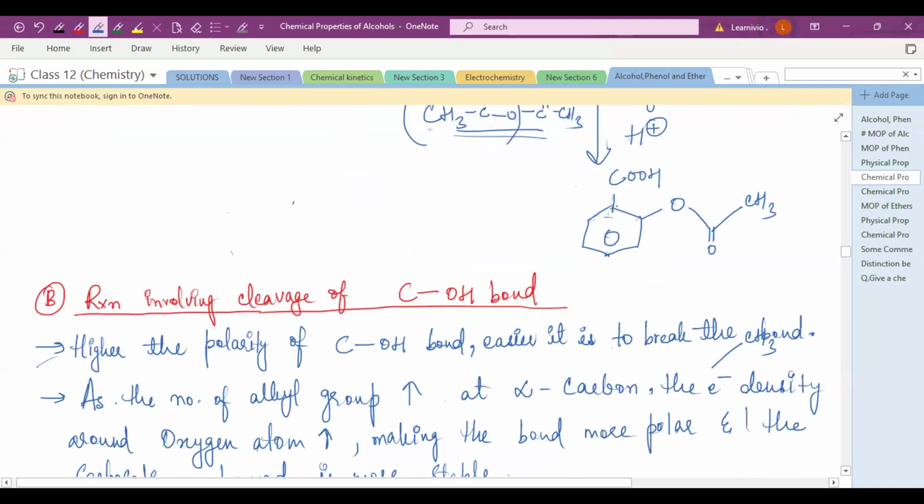And when you compare this position, so this is the ortho. This is the ortho, meta, para, right? So on the ortho position, you have to attach the acetyl. So this is your aspirin. And what is the IUPAC name of the aspirin?